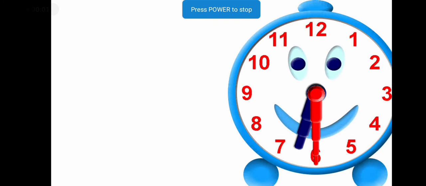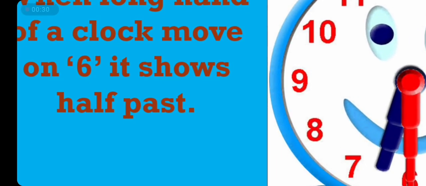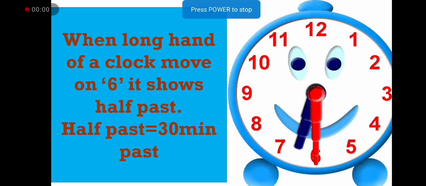Now in this clock you can see the long hand or the minute hand is on 6 and the hour hand is in between 6 and 7. It means when the minute hand or the long hand is on 6, the time is half past. So what is the time? Half past 6. When the long hand of a clock moves on 6, it shows half past time.